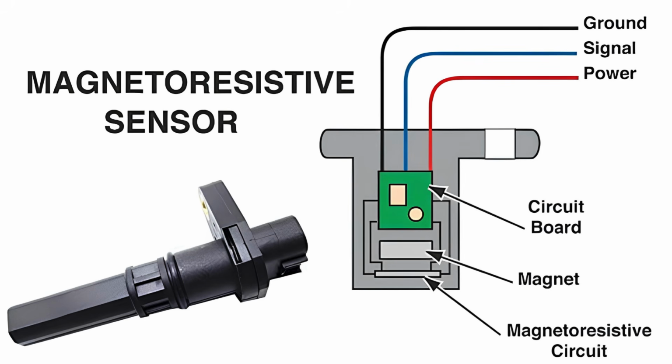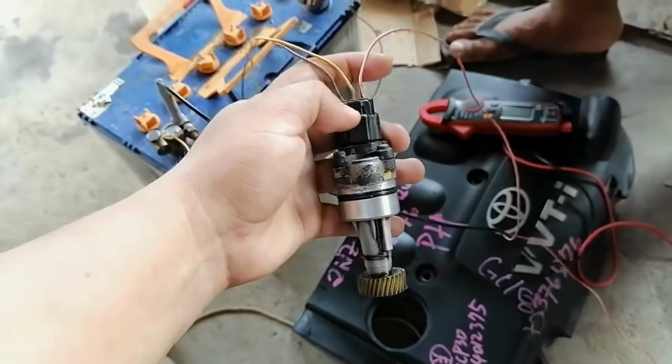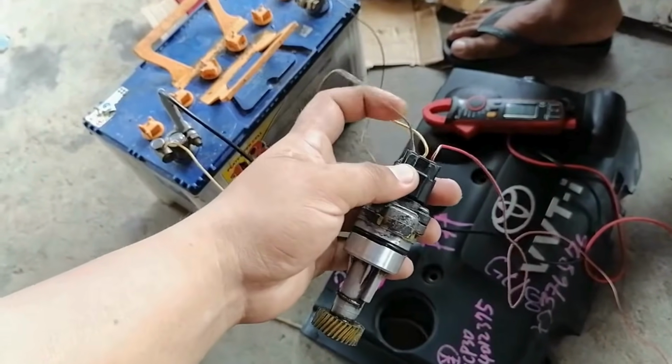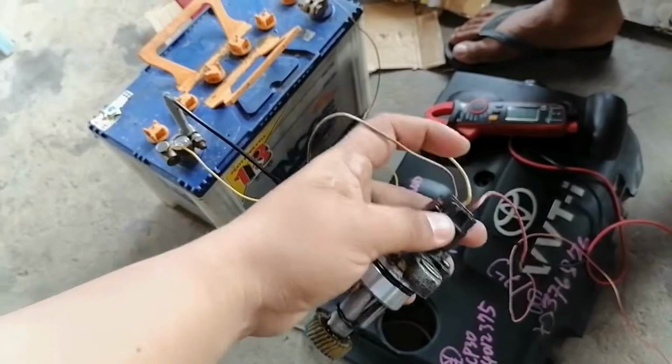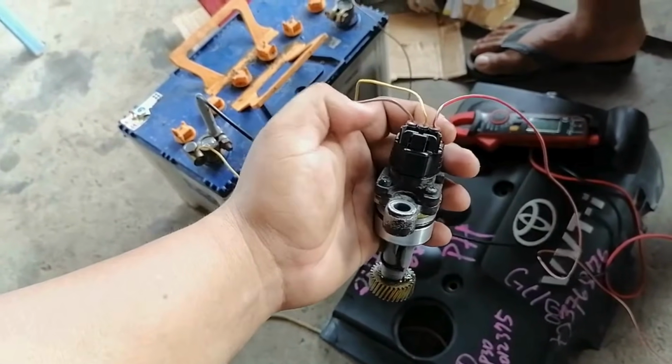An active speed sensor works differently. It needs a power supply from the vehicle and usually uses a Hall effect or magneto-resistive sensing element. Instead of producing a simple AC voltage, it creates a digital pulse signal. The control module counts those pulses to determine how fast the vehicle is moving. So before testing a vehicle speed sensor, always identify whether it is a passive or active type, because the wiring, signal, and diagnostic procedure are different.